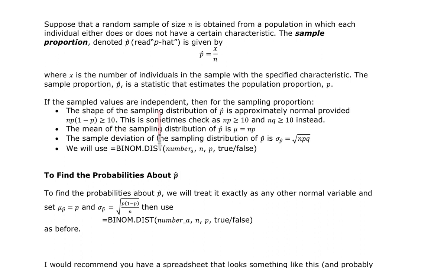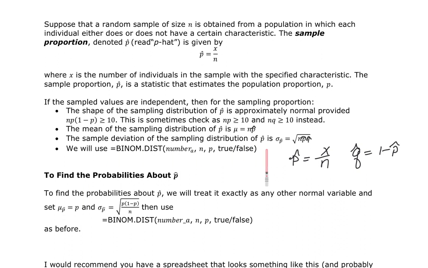So we assume that the samples are independent, and if they are, the first thing we have to do is make sure that n times p is greater than or equal to 10, and simultaneously n times q, where q is 1 minus p, is greater than or equal to 10. The mean of the sampling distribution is going to be mu, which is n times my p, and then the standard deviation of the sampling distribution, my sigma sub p hat, is going to be the square root of n times p hat q hat. Again, p hat is those that have success over the number, and q hat is 1 minus p hat.